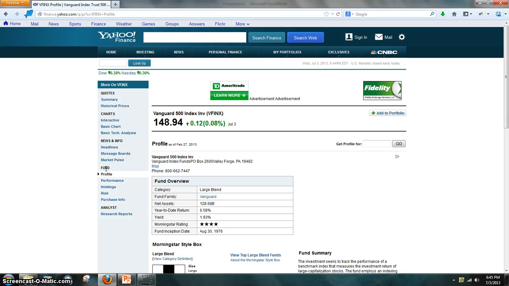All right, so why is this profile section important? It's important for a couple of different reasons. It clarifies a lot of information. That information includes who the fund family is, what fund category it falls into, how much in total net assets the fund has, year-to-date returns, the Morningstar ranking, and a few other important things. But to get started, the first section here is the fund overview section.